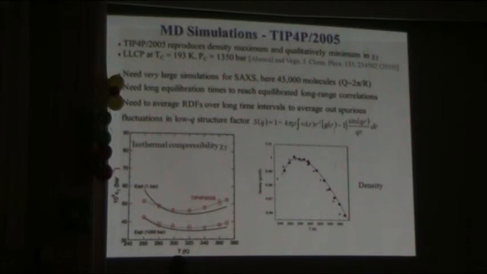Now, what about simulations? Well, if we want to simulate small angle X-ray scattering going to small q, we have to have a very big box, because we're going to take the Fourier transform of the atom positions in the box. We use 45,000 molecules here. We also need a force field that can actually reproduce the isothermal compressibility reasonably well. The TIP4P/2005 model is actually the best model for the thermodynamical properties.